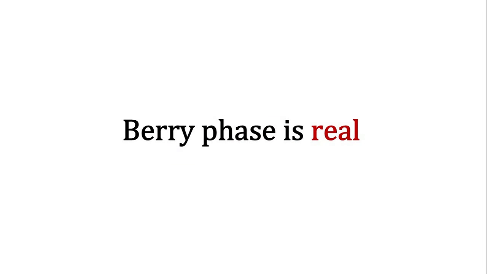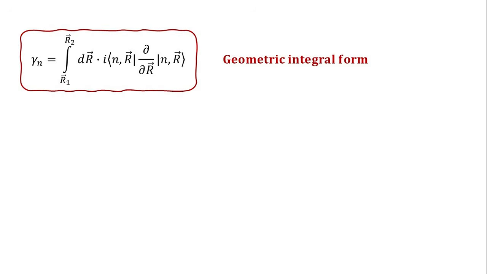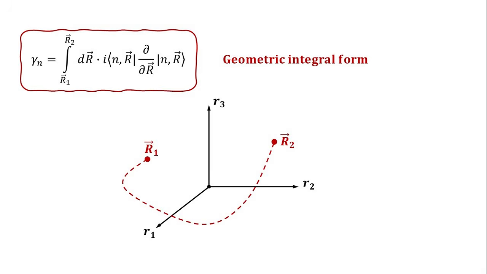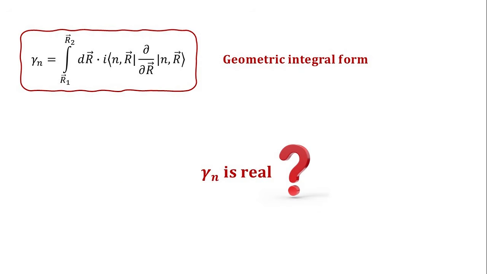Chapter 2. The Berry phase is real. Let us begin with the definition of the Berry phase, denoted as γ_n, which we derived in the previous chapter. This is often referred to as the geometric integral form of the Berry phase. This integral represents the geometric contribution accumulated as a system undergoes adiabatic evolution along a path from R1 to R2 in parameter space. For this phase factor to preserve the probability amplitude, the Berry phase gamma must be real.